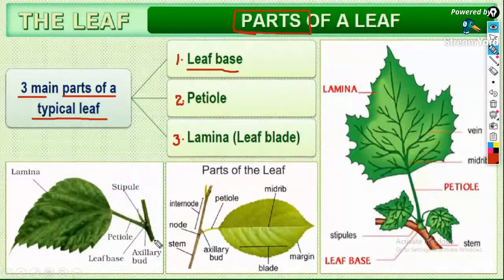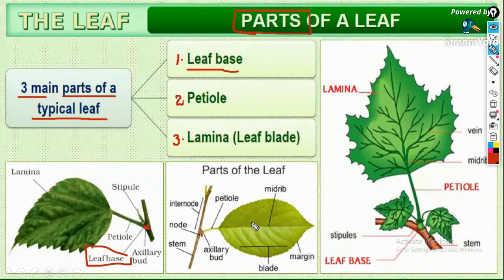This is the leaf base, the portion from which the leaf is going to arise. So in this diagram, this particular thing is the leaf base, the base of the stem from which the leaf is going to originate.